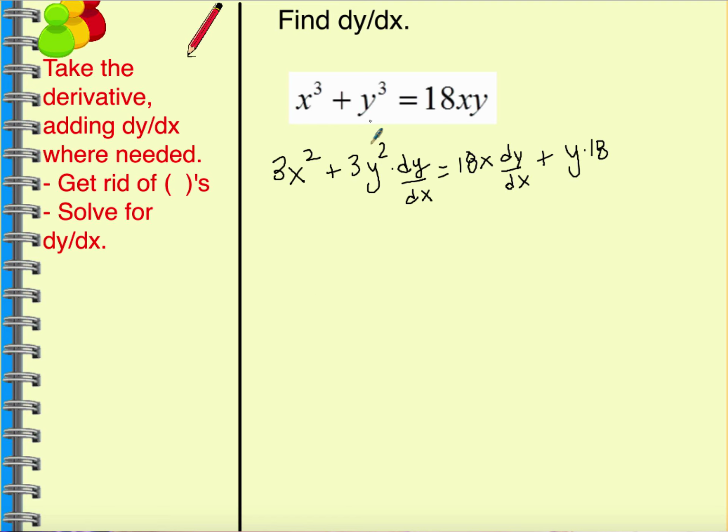Now we have to find dy/dx, so I've got to get all the dy/dx's onto the same side. I think I'm going to move them to the right. I usually go to the left, but I like to keep my leading coefficient positive. It's up to you, whatever you like to do. I'm feeling crazy today, so let's go for it. Minus 18y to the other side. And let's go ahead and subtract 3y squared dy/dx.